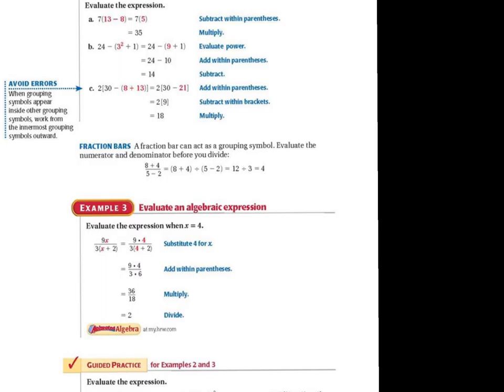So we can go down here to example 3. So we have 9x over 3x plus 2. We're using x equals 4. So we're going to have 9 times 4 over 3 times 4 plus 2. So 9 times 4 is 36. 3 times 4 is 12, plus 2 is 14, and 36 divided by 14 is what we get.